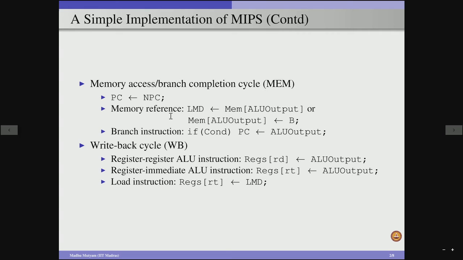So, now we are going to write the computed values onto the actual registers. If it is a register ALU instruction, then we write the value from the ALU output to the register file in a specific location specified by RD. And if it is a register immediate ALU instruction, then the ALU output will be written to the register file at a location specified by RT. And if it is a load instruction, then we store the LMD value into the register file at location RT.